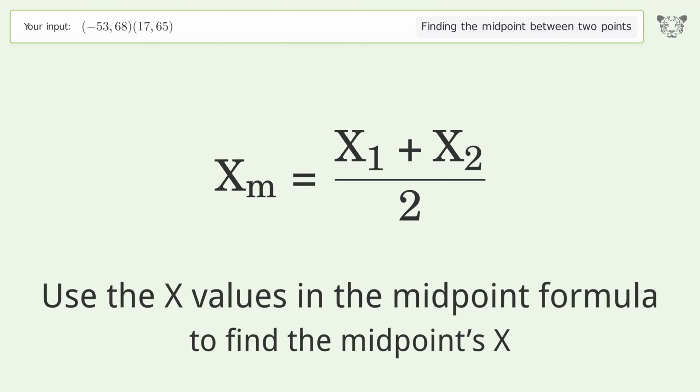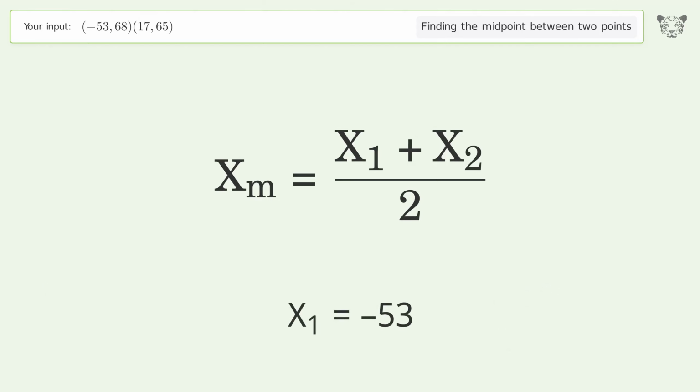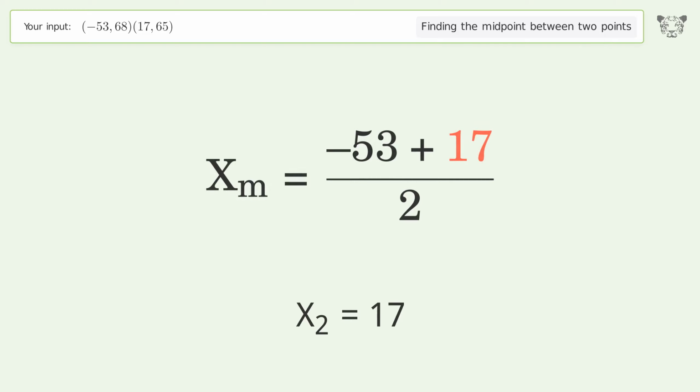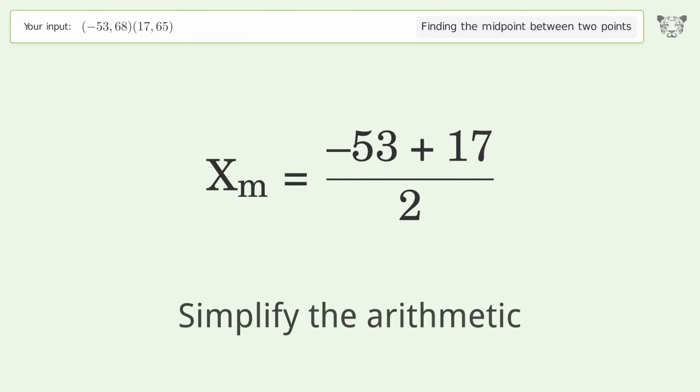Use the x values in the midpoint formula to find the midpoint's x. x1 equals negative 53. x2 equals 17. Simplify the arithmetic.